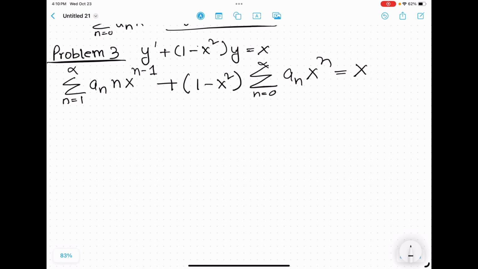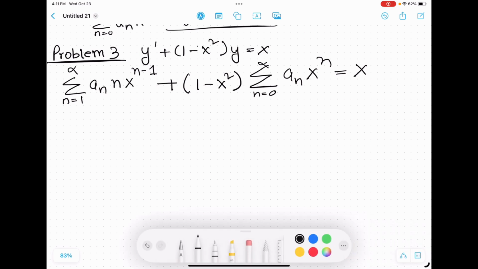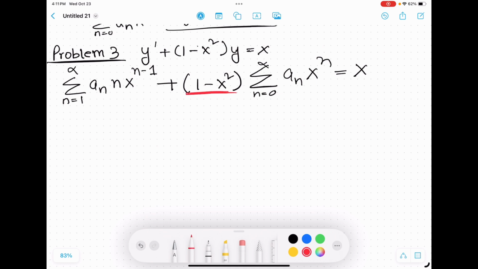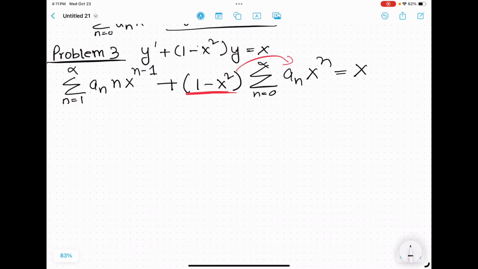Okay. Now, I have to multiply. I have a 1 minus x squared on the outside, right? And I'll try to distribute that with our second power series. So let's go ahead and do that. So I have my summation n equal to 1 to infinity a sub n times x to the power n minus 1. And then first I'll multiply my 1 with my second power series. So it's just going to be summation n equal to 0 to infinity a sub n x to the power n. Then I have a minus x squared.